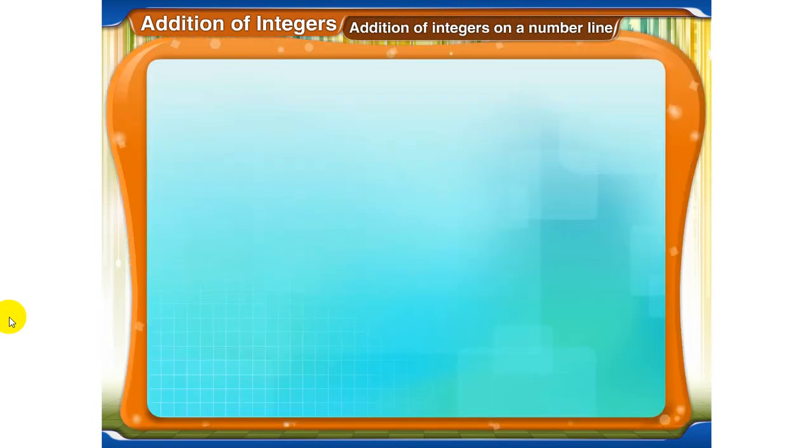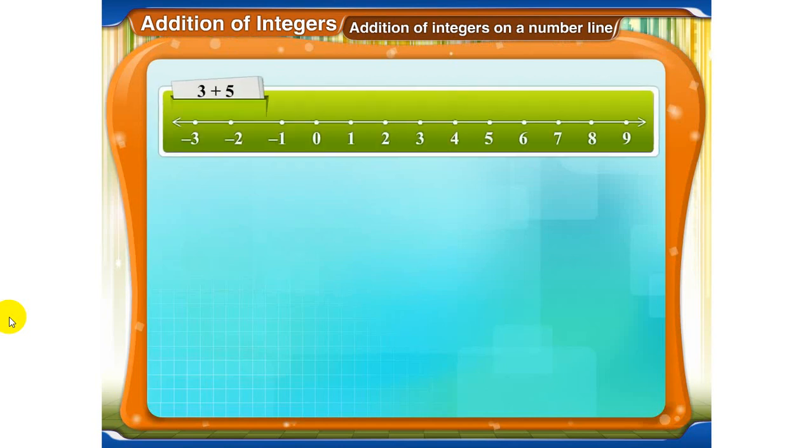Addition of integers on a number line. It is not always easy to add integers using colored buttons. Shall we use a number line for additions? 1. Let us add 3 and 5 on a number line.